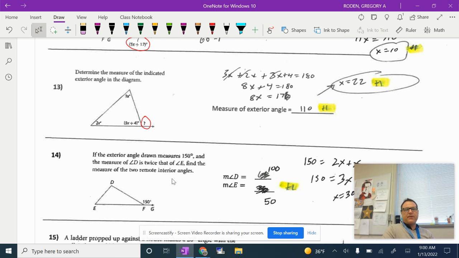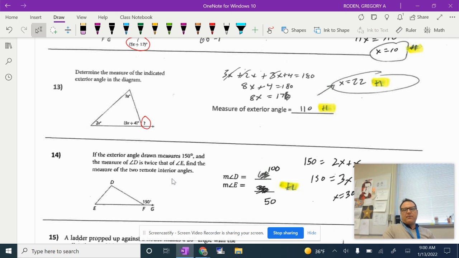So we want to find this exterior angle. Now, before we can do that, we have to figure out x first, because we can't figure out anything before we know x. So remember, the triangle angle sum theorem says there's always 180 degrees in a triangle. So 2x plus 3x plus 3x plus 4 has to equal 180 because there's 180 degrees in a triangle.